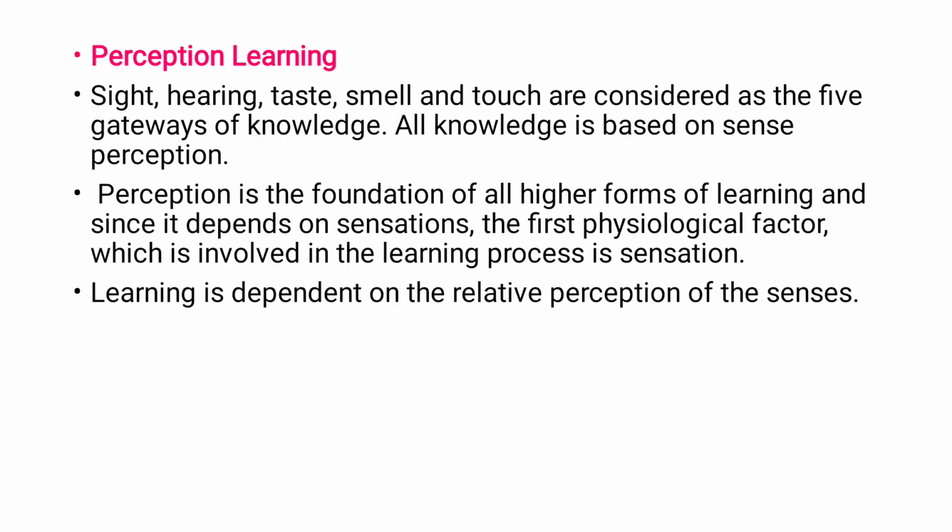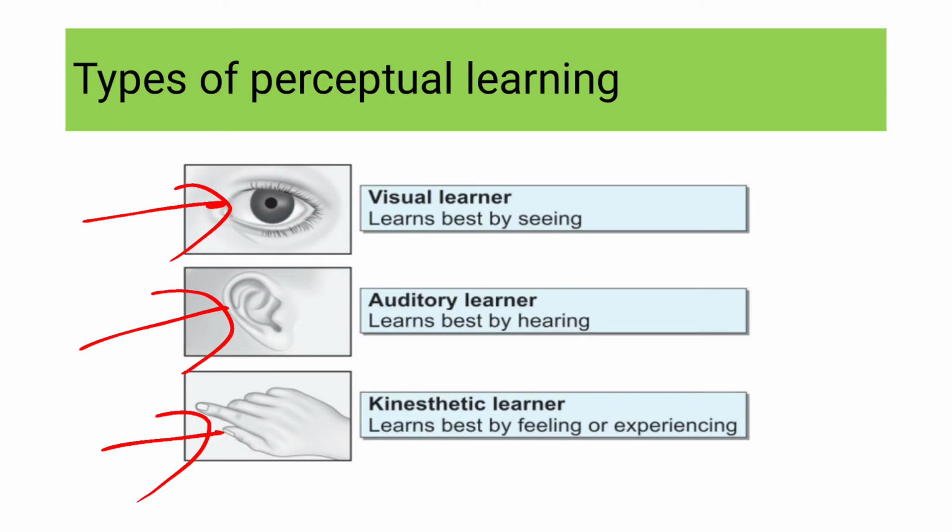A visual learner learns by seeing. When the teacher is demonstrating a procedure, you are seeing it and learning how to do it. An auditory learner: when the teacher is demonstrating and at the same time telling each and every step, you are hearing and learning it.